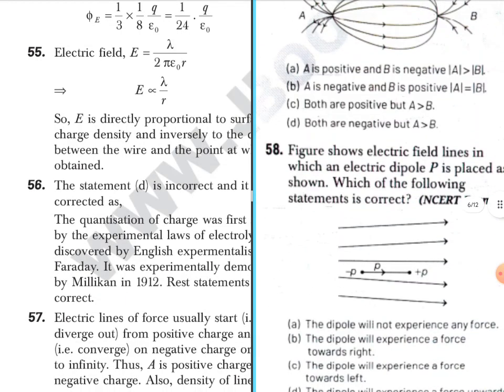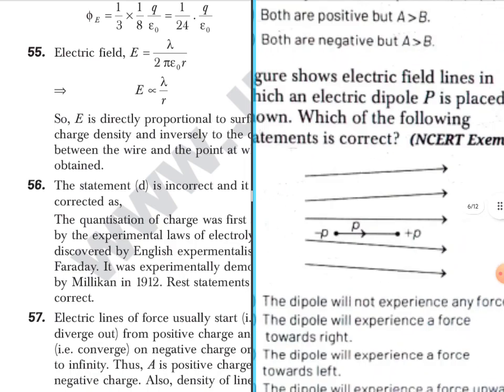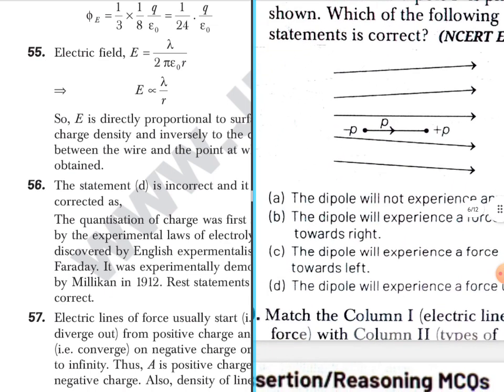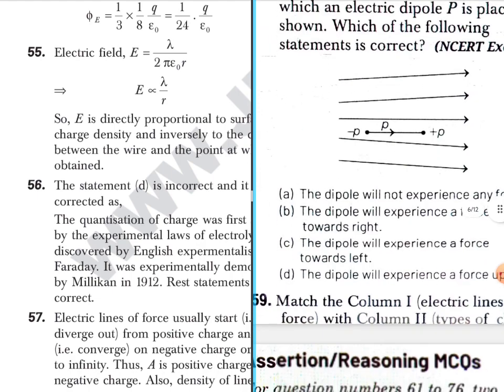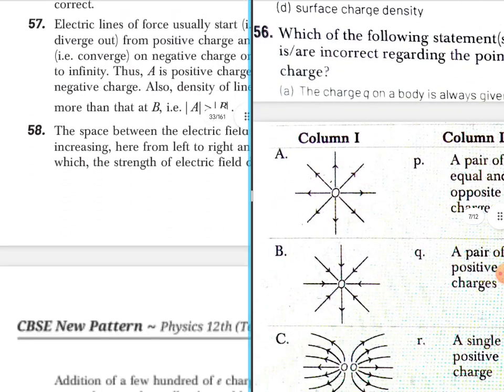The 58th question, it's a non-uniform electric field. The electric field is greater at the left end, so then the dipole will move towards the left. The dipole will experience a force towards the left because the electric field there is greater. Actually speaking, it will also experience a torque. In addition to it, it will also move towards the left, but keep that in mind. So match the following, 59th question.